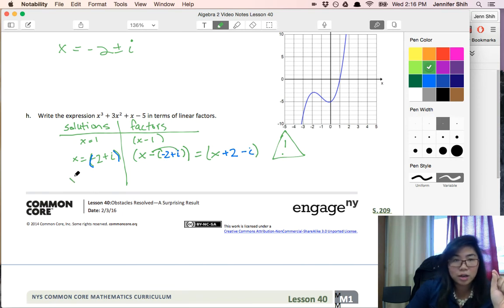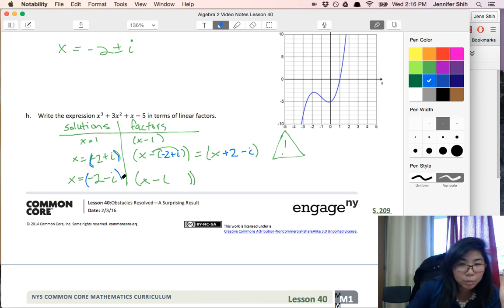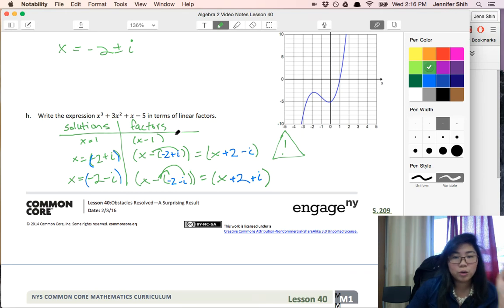Okay, let's do it again with our last solution. Negative 2 minus i. So now we have x minus, put parentheses around here, negative 2 minus i, and that's going to equal x. I'm going to distribute this negative sign to positive 2, positive i. And I'm going to close out that factor. Oh, beautiful. We have 3 factors here. Factor 1, factor 2, factor 3.